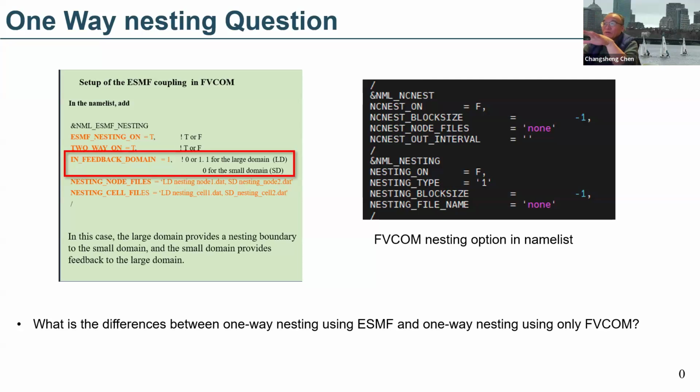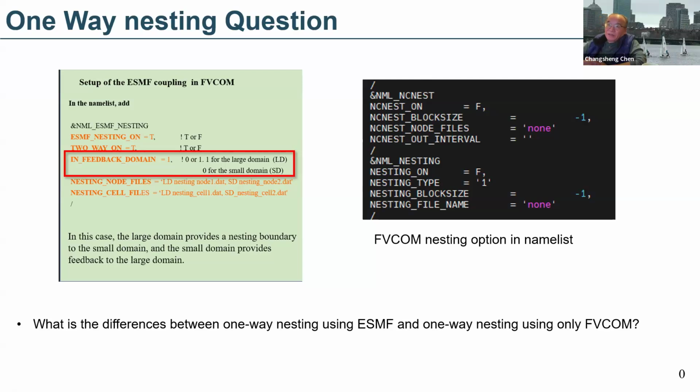But when you do the ESMF nesting, even one-way, they don't save the data. Okay, because two models run at the same time. So the big model gives the small model data, and after that they continue to run. They don't save the data. The two models are running in parallel. So in terms of computational efficiency, the ESMF way is better.